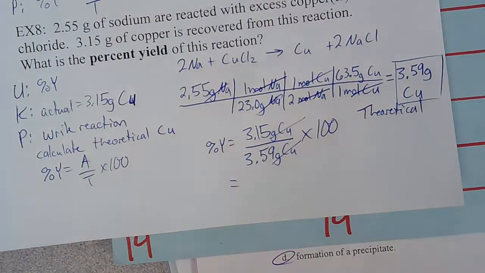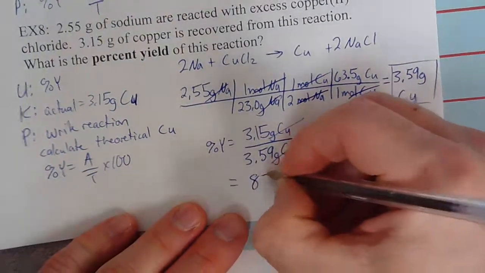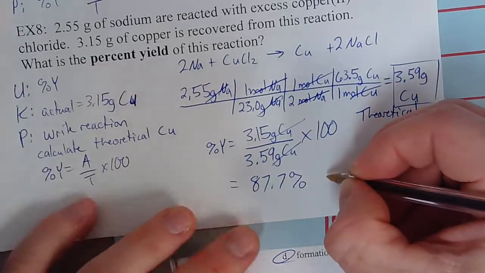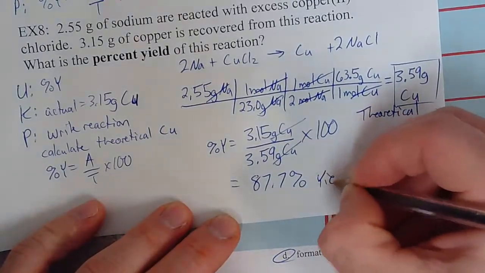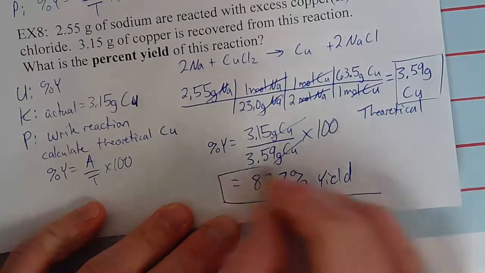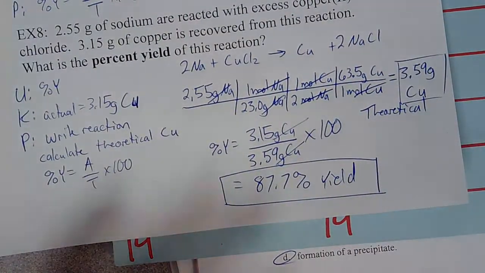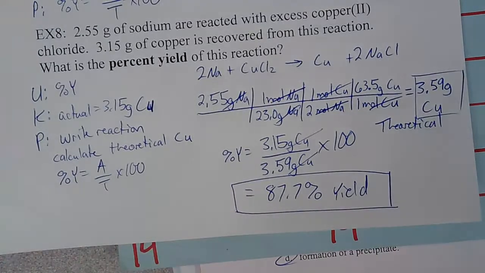So 85% or so. 87.4. 87.74. So 87.7. That's how you do it. And that concludes all of our problem types. And now you should be able to complete worksheet 6 as well.